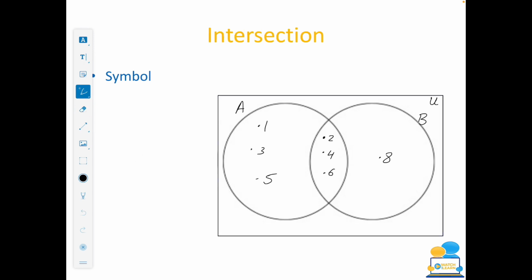The symbol for intersection is like an upside down horseshoe. Again, make sure you don't write it like an N. So just like an upside down horseshoe. If we're asked for A intersection B, that's asking what's in A and also in B. On our Venn diagram, that's easy to spot. It's this section here in the middle. These are in A, but they're also in B. So for our answer, we're going to open a curly bracket and write down 2, 4, and 6.